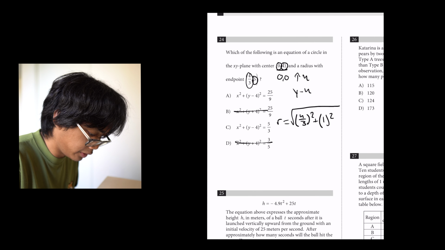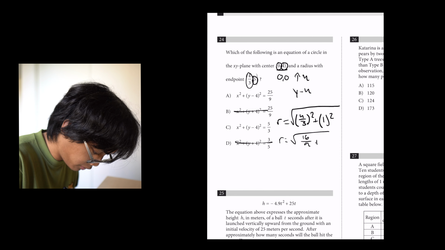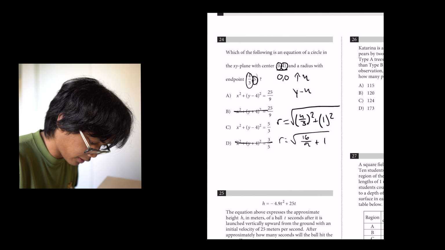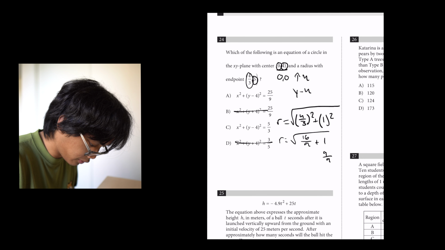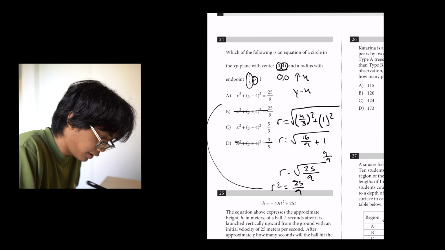And so when we do this all out, we'll get 16 over 9 plus 1. 1 can be written as 9 over 9. So it's going to be 25 over 9. So that means r squared is 25 over 9. So that means it's going to be answer choice A.